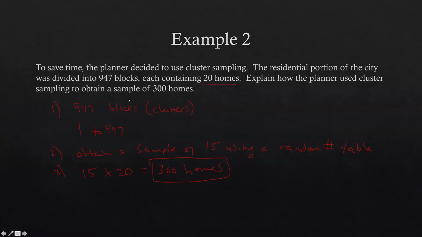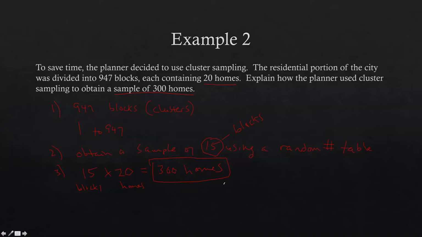The problem told us we wanted a sample of 300 homes. So I knew 15 times 20 was 300. So we needed to find a sample of 15 blocks. Remember, these are 15 blocks here. That's your clusters. And so 15 blocks times 20 homes per block gave you your 300 homes. And that's how we would use cluster sampling to find those 300 homes.